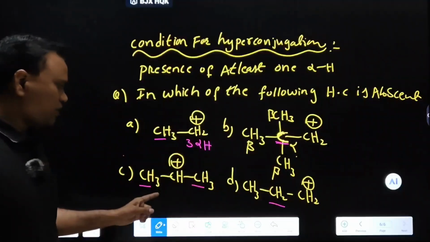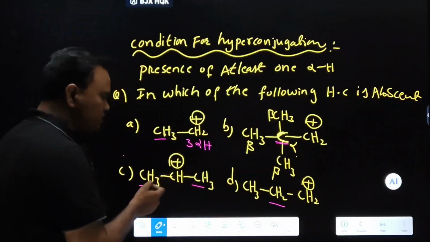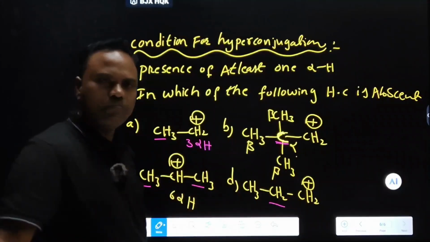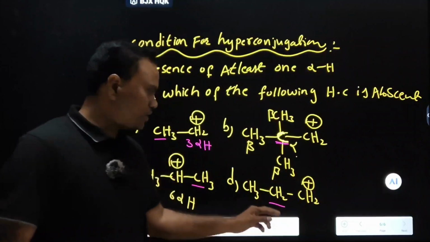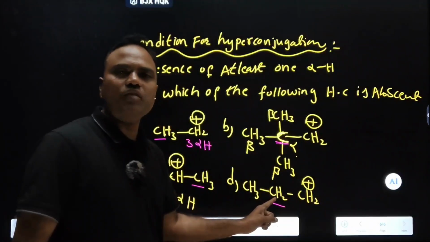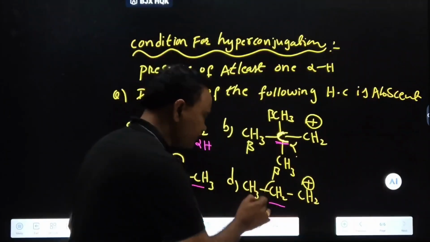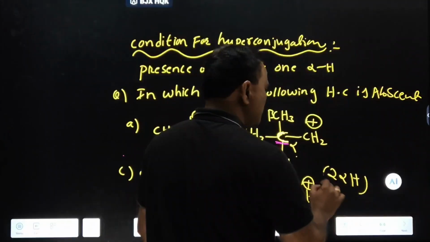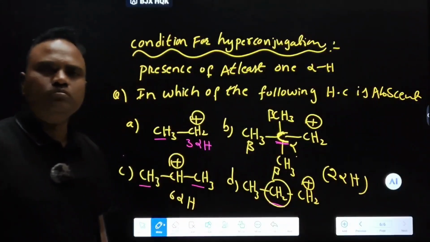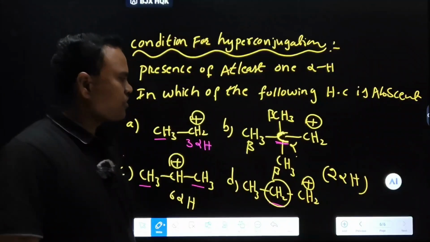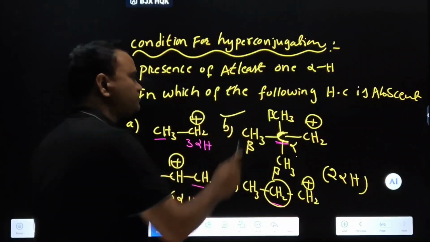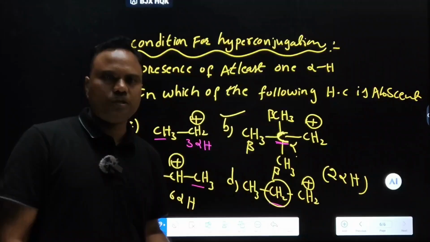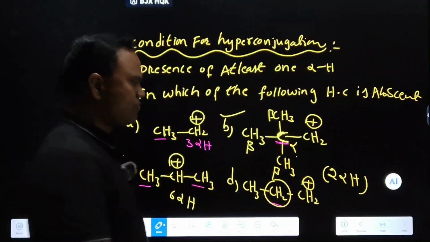Now here, yes. This side 3 hydrogens, this side 3 hydrogens. Total 3 plus 3, 6 alpha hydrogens are there. Here, how many alpha hydrogens are there? This is the carbocation, this is the alpha position. Don't take this, only this one. So 2 alpha hydrogens are present. Clear? So the answer is B. Okay? Let us take some cyclic compounds, cyclic carbocations.